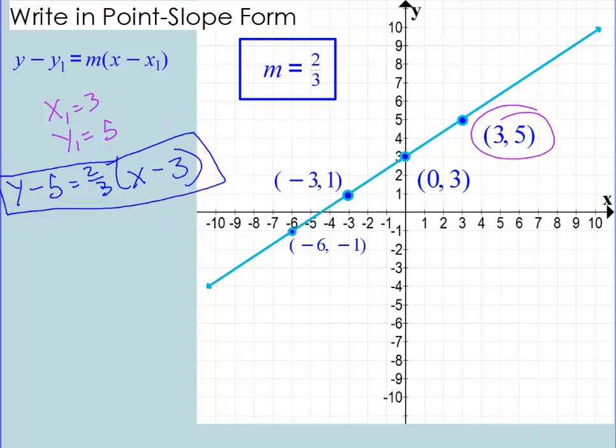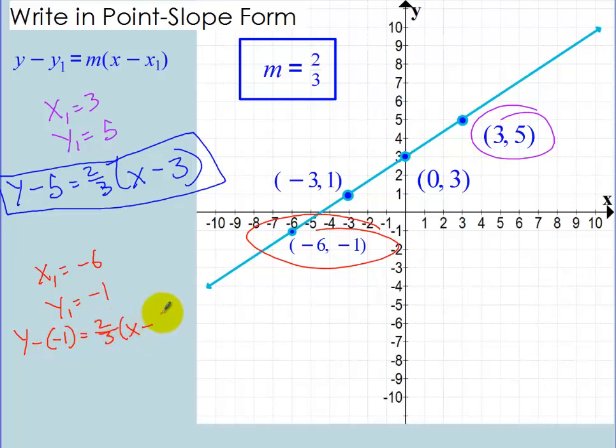I can choose any point, and note, I can choose a different point to make an equation of that line. I can take the point down here. I'll do that one in red. For this one, my x sub 1 would be -6, and my y sub 1 would be -1. If you plug that in, you get y minus -1 equals 2/3 times x minus -6. Now, minus negatives, we can change to a positive, so it's y plus 1 equals 2/3 times x plus 6.